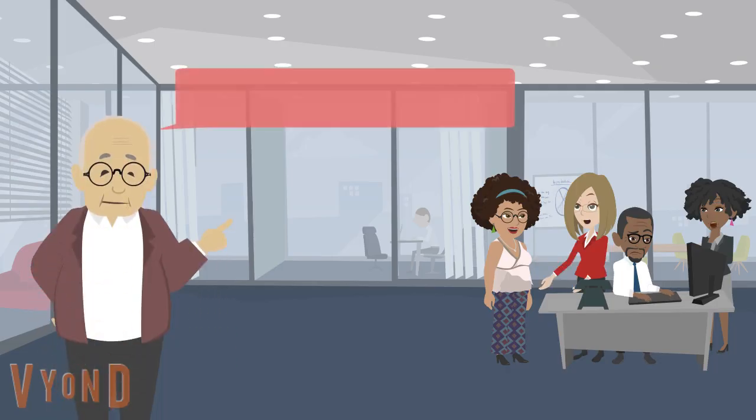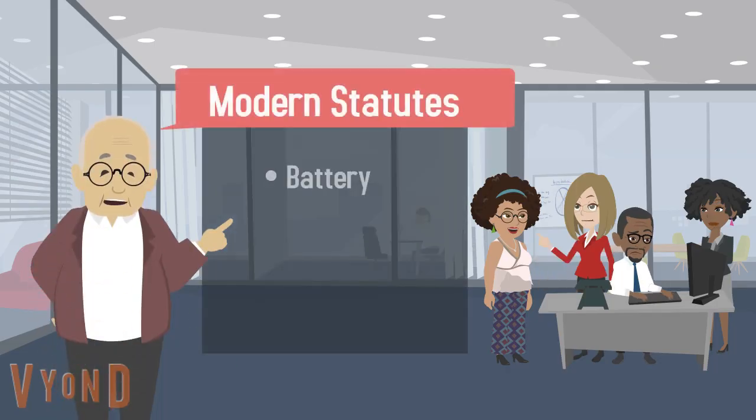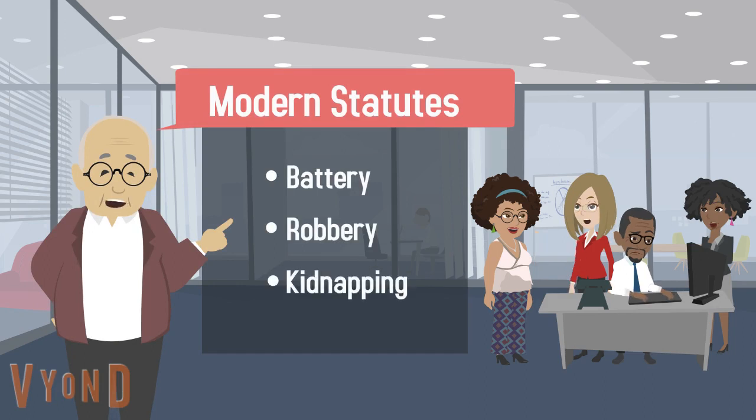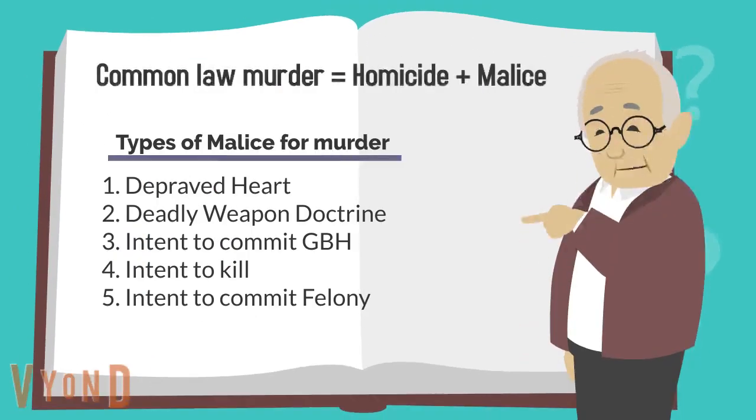Finally, modern statutes, which have replaced common law in some jurisdictions, have changed which felonies are included in the felony murder rule. These statutes tend to include felonies that are inherently dangerous to human life, such as battery, robbery, or kidnapping. So let's do a quick recap of what we have covered.